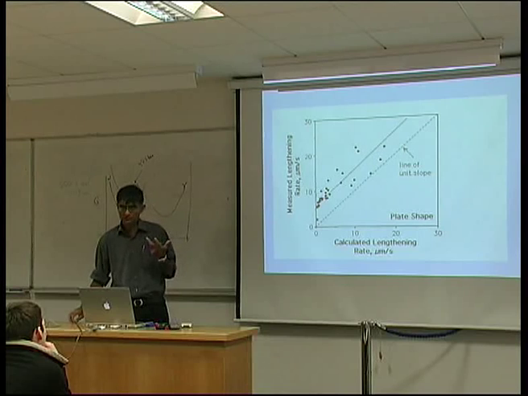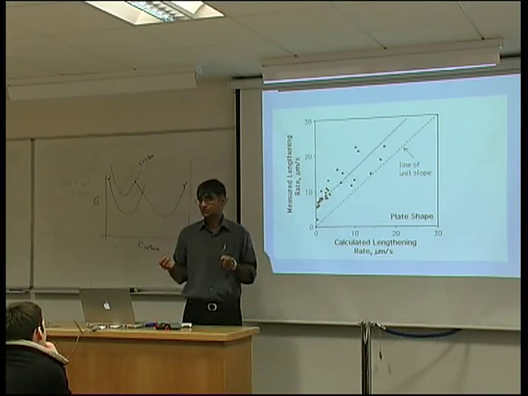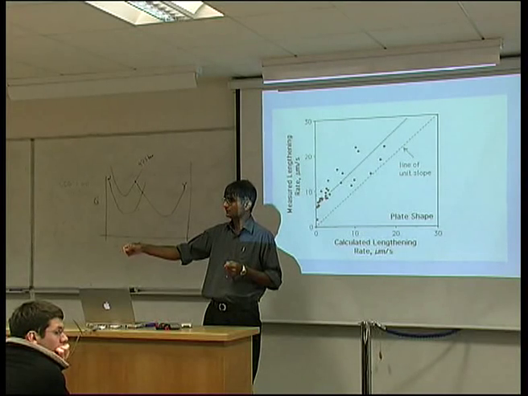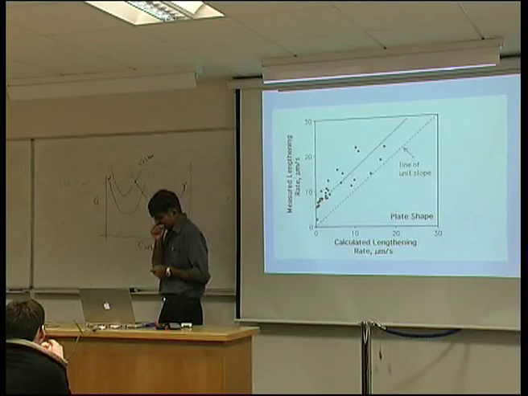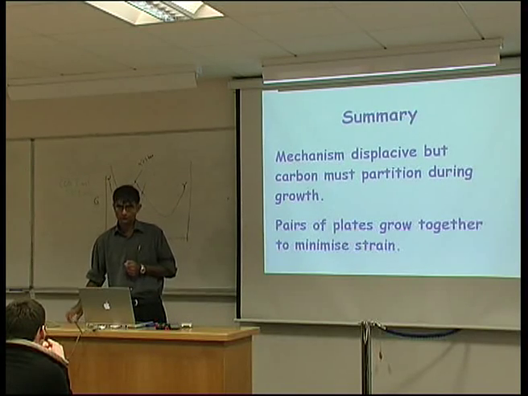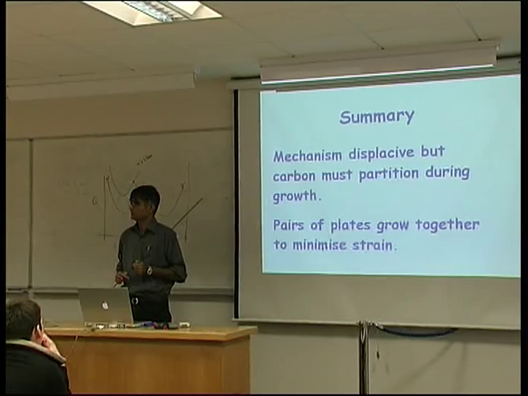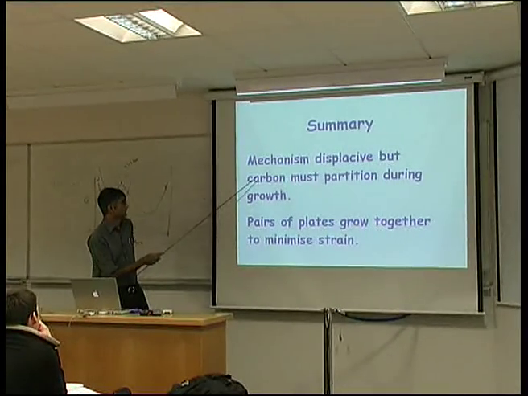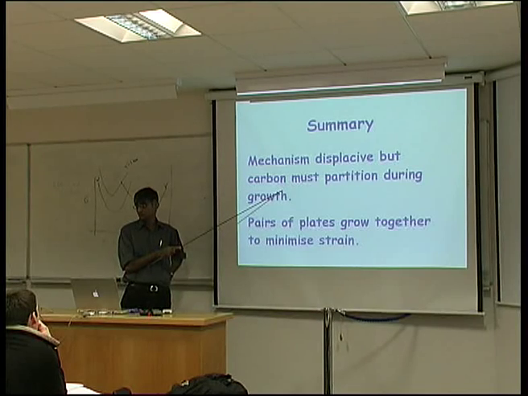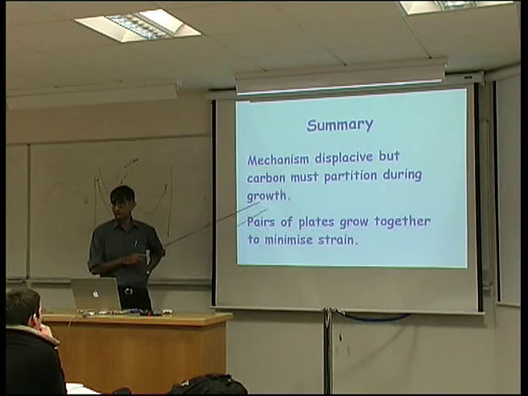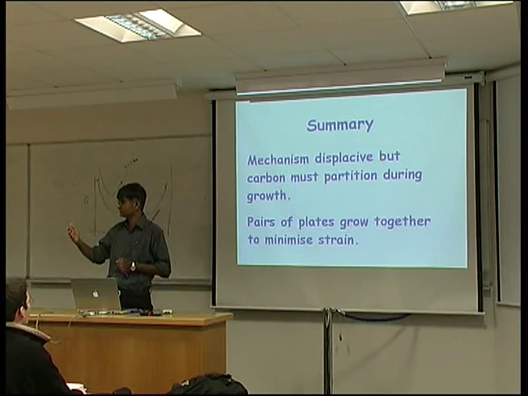And if you measure the growth rate, the plates grow at a rate which is controlled by the diffusion of carbon in the parent phase ahead of the interface. So to summarize, and this is the last displacive transformation that happens in steels, the mechanism is displacive, but it is absolutely essential for carbon to partition during growth. Without carbon partitioning, it cannot grow because it can form above the T0 temperature.